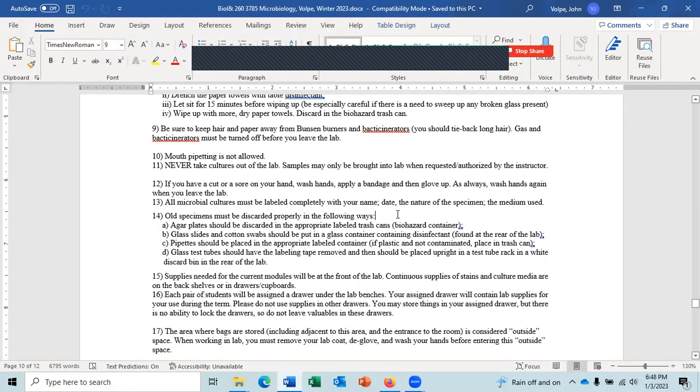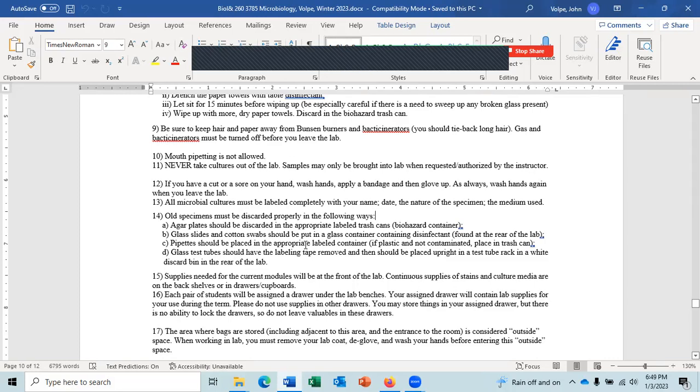Old specimens should be discarded in the following ways. Agar plates should be discarded in the biohazard container. Glass slides and cotton swabs have containers specifically for that, meaning we have a container for slides. It's usually up on the back of the lab, and you don't need to know that because you won't be in the lab. Cotton swabs, there's a place for putting them on your lab bench.